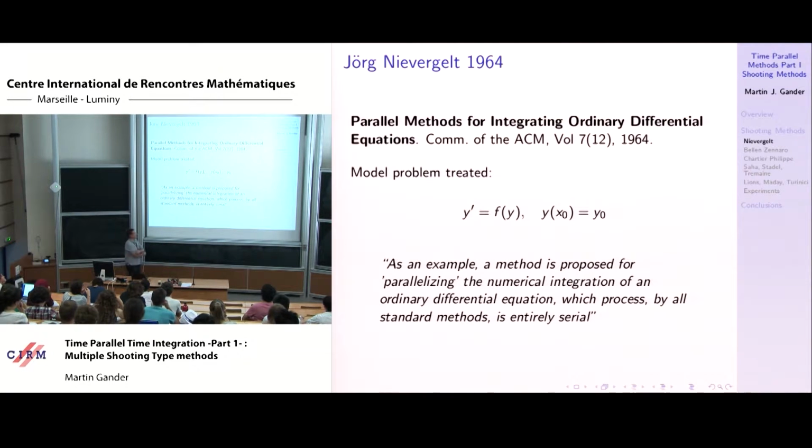So here is his example. He takes an ODE, y prime equals f of y, with an initial condition. And he says, as an example, a method is proposed for parallelizing the numerical integration of an ordinary differential equation, which processed by all standard methods is entirely serial. Like I explained to you, there does not seem to be any parallelism in this. So he assumes he has an infinite number of processors, as many as you want. Just processors to waste. Is it possible to get this solution faster than just time stepping through?